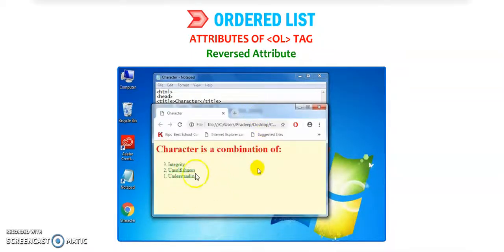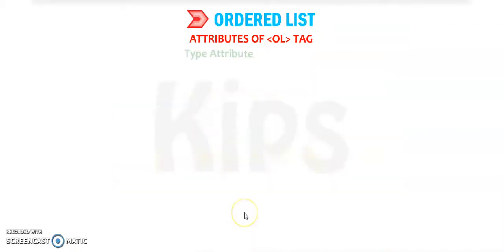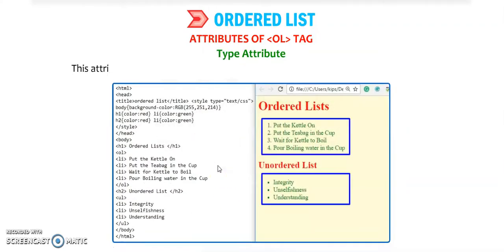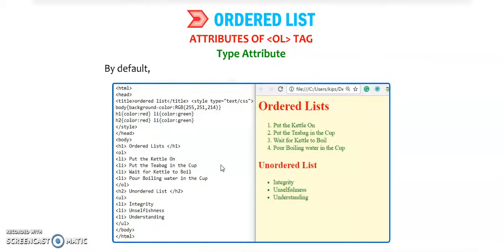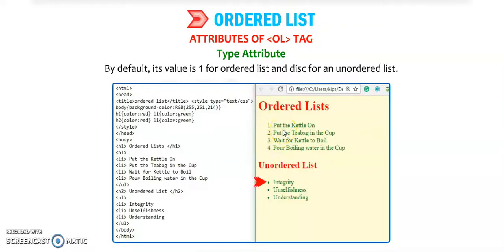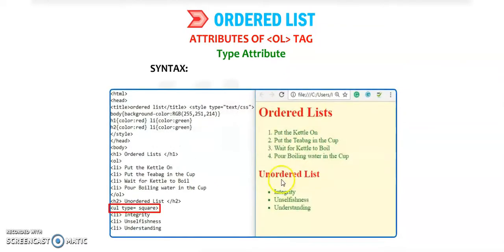So output will be like this. So the list will start from 3. So we can also give the command like this. Next is the type attribute. This attribute specifies the type of numbering or bullet used to mark items in the list. By default its value is 1 in ordered list and disk for an unordered list. So syntax for unordered list, UL type equal value.